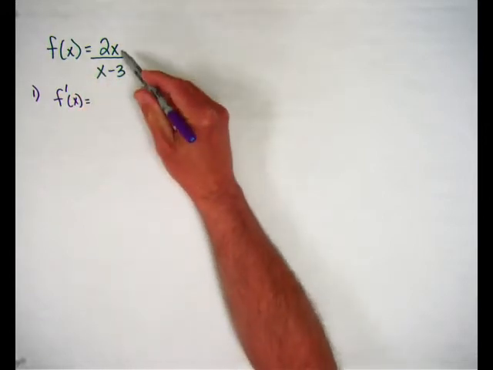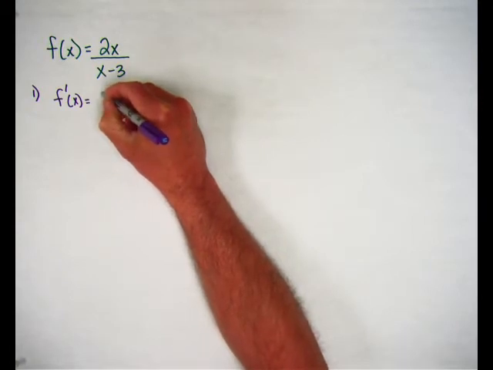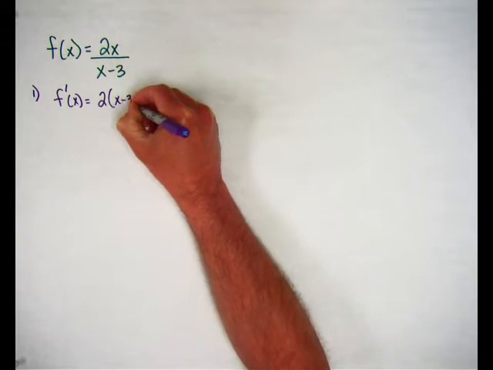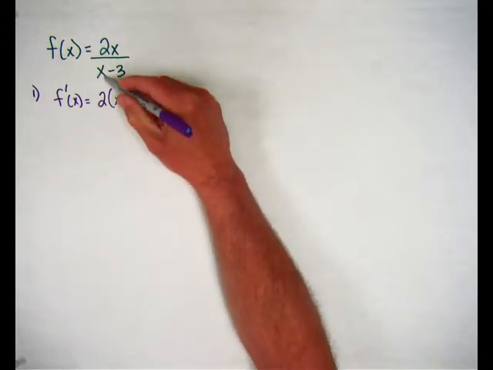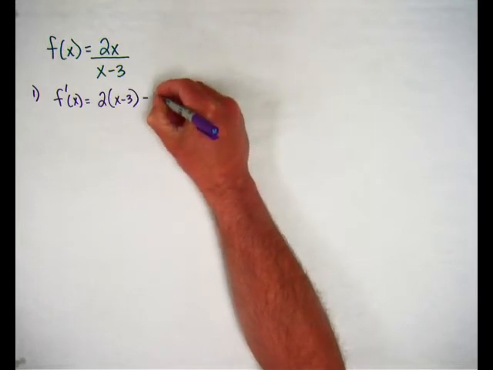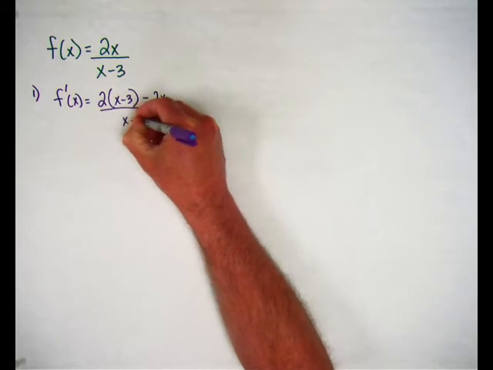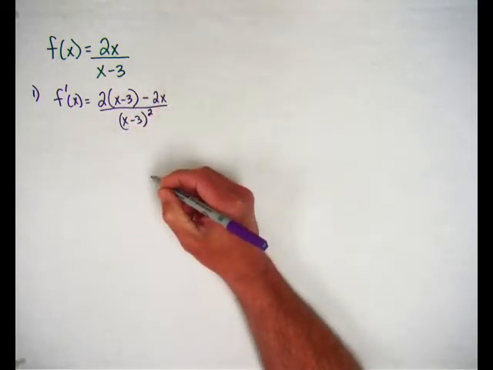What we have here is a quotient, a function divided by a function. So I'm going to use the quotient rule, which says take the derivative of the numerator times the denominator. Subtract the derivative of the denominator, which happens to be just 1, times the numerator, divided by the denominator squared. So there's my first derivative.